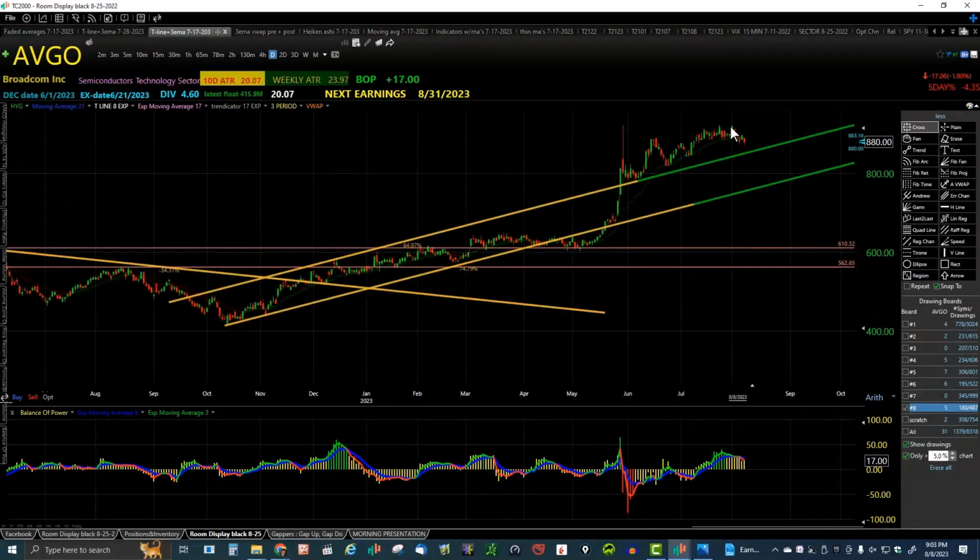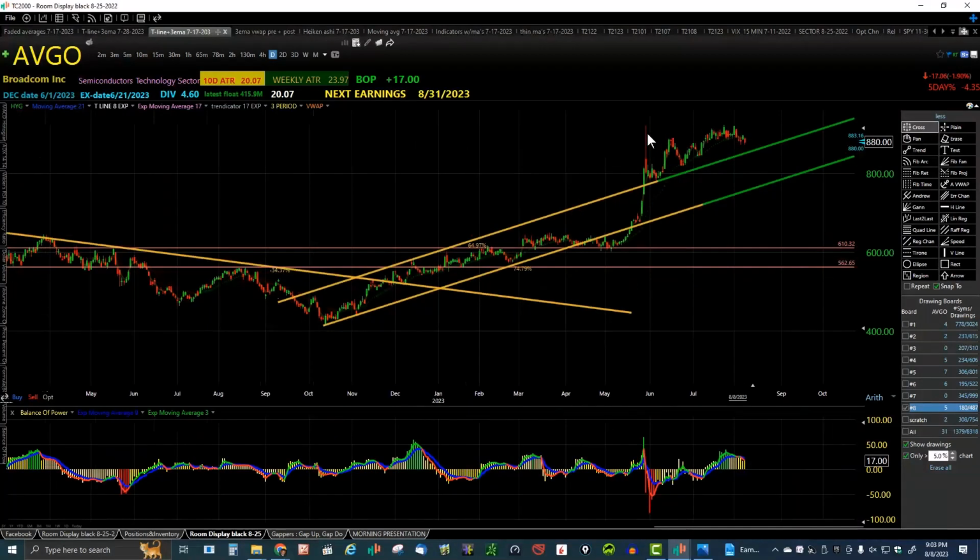AVGO, uptrend. Got kind of a W pattern playing out here also. You got down, up, down, up. And now you've got a battleground right through here at the apex. And again, the victor will come out on the other side, either up or back down into this channel right here. So there's your W pattern there on AVGO.